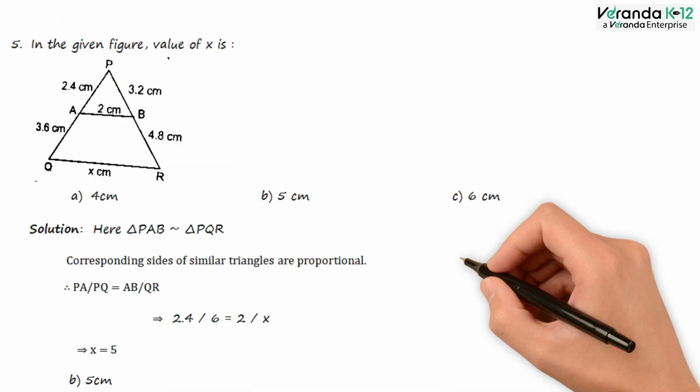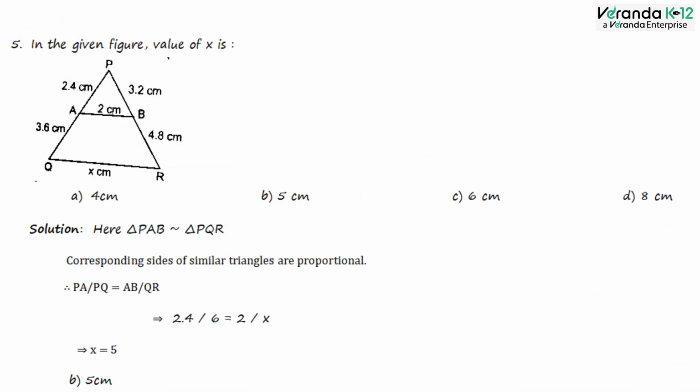Question number 5. In the given figure, value of X is. Options are A 4 cm, B 5 cm, C 6 cm, D 8 cm. Solution. Here triangle PAB is similar to triangle PQR. We know that corresponding sides of similar triangles are proportional. So we have PA by PQ is equal to AB by QR, which implies 2.4 by 6 is equal to 2 by X. Therefore, the value of X is equal to 5. So the right option is B 5 cm.